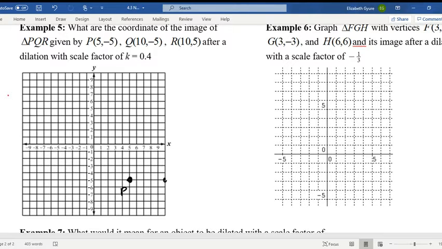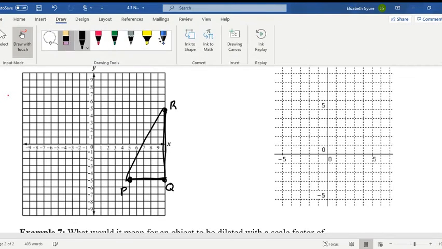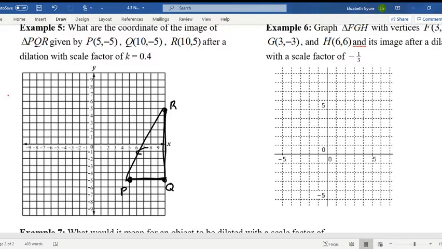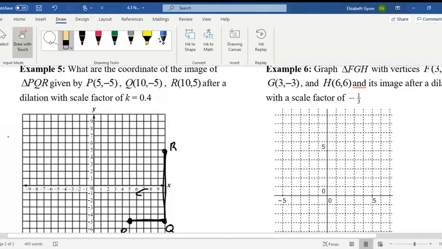10, negative 5, and 10, 5. So it's like a right triangle over here. And then take a second and multiply each of your coordinates by 0.4, and I'm going to call on people to see what we get.